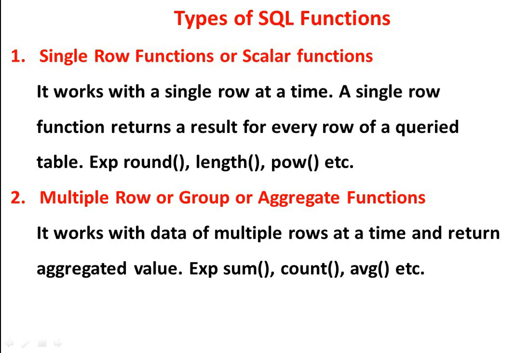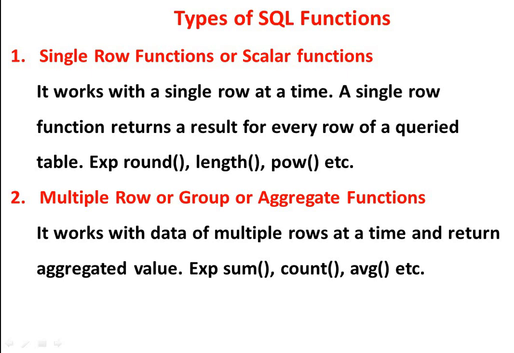Now in single row, I want to round off a number. So in one number I can do it, 123.45. This can be rounded up. Length, I want the length of a string. I can write length, then SSNL, I can find length 4. Power, I can find power of one number also.